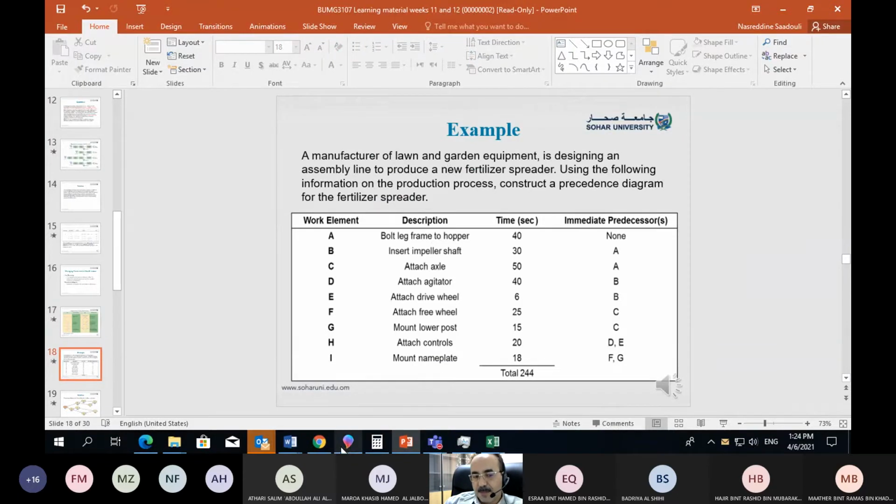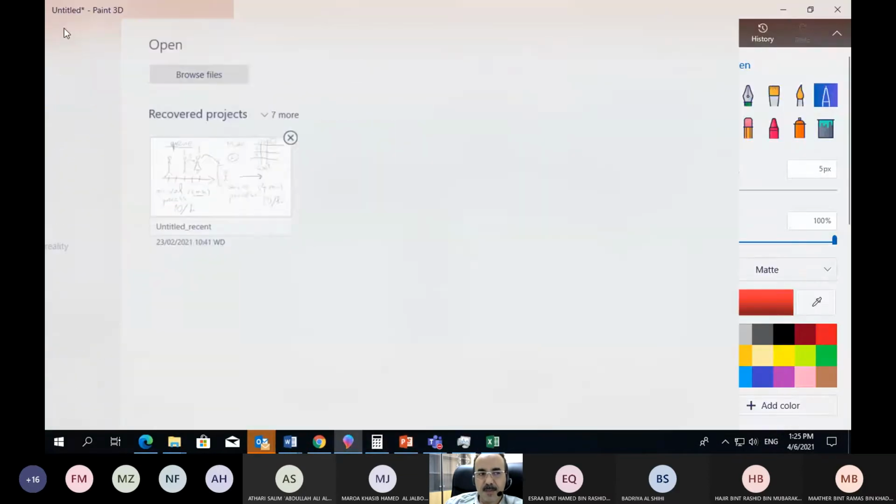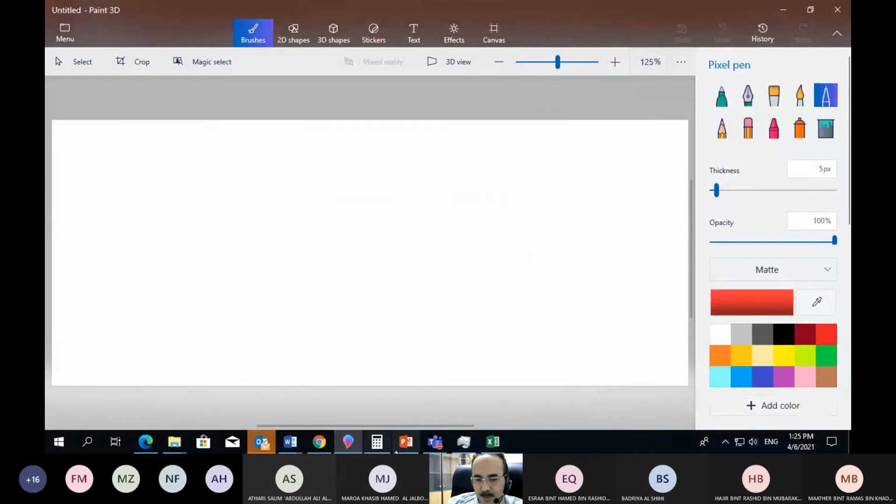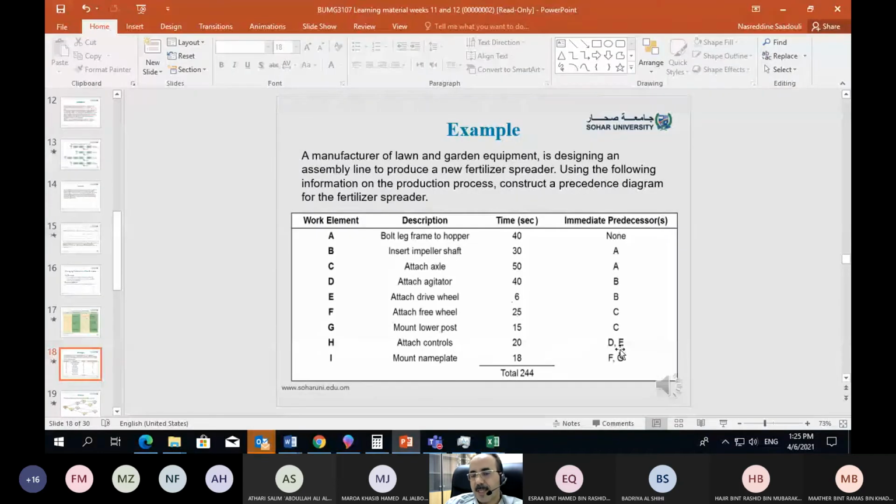if we have this example of a manufacturer of garden equipment who wants to design an assembly line to produce a fertilizer spreader. They have identified the following work elements. All right. Using the activity on node, let's represent this using a kind of network. To understand the order in which these are carried out, I must always start with the one that has no predecessor.